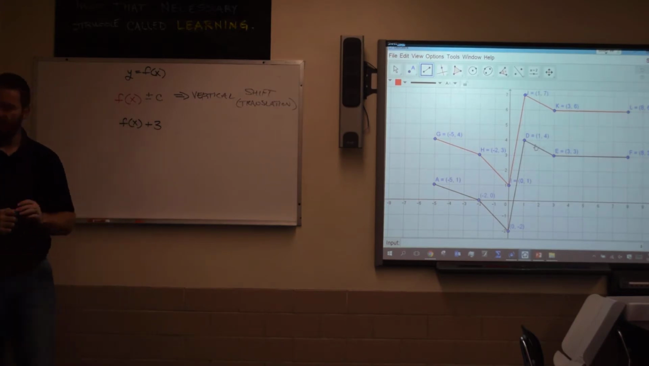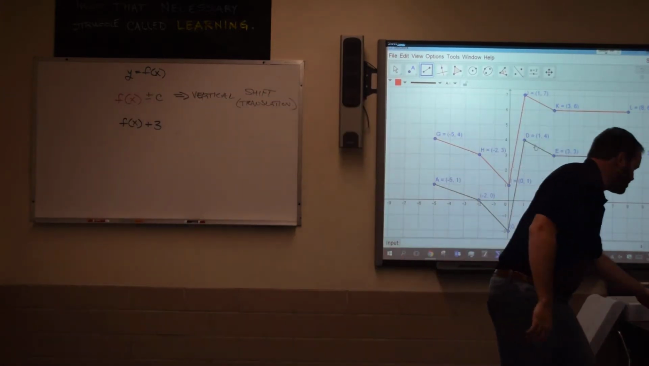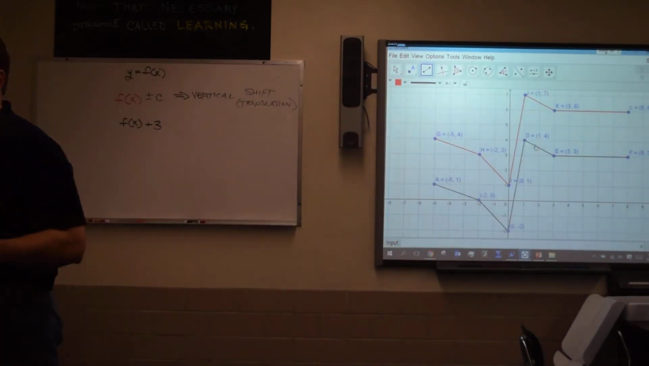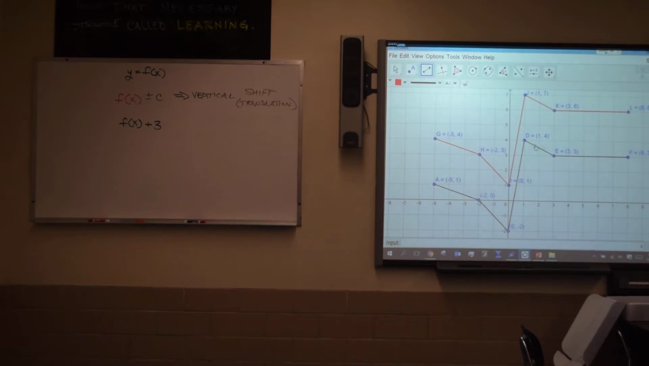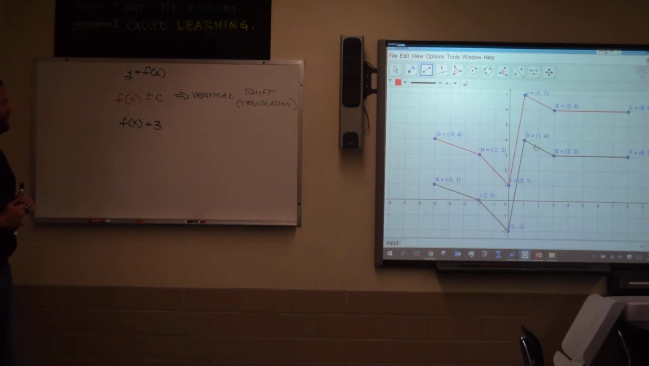A lot of textbooks use the word shift. It's not really a math word. Translation is the math word for shifting up and down, or left and right. So vertical translation, vertical shift, it's adding something to your y value.